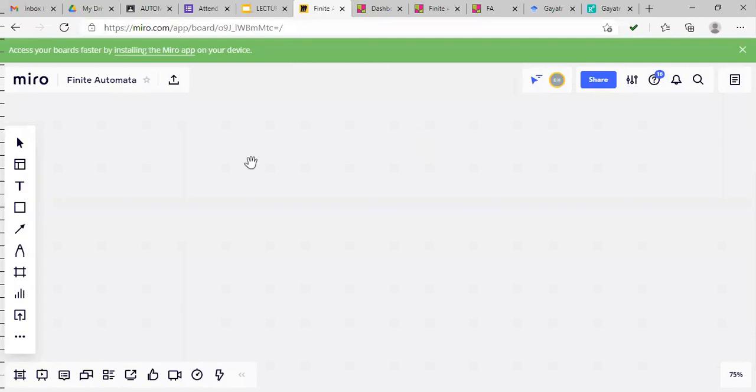As we have seen, the input for a decimal number is 0 to 9, right? And the input for a binary number is 0 and 1. Similarly, what may be the input for a ternary number? Anyone? What may be the input for a ternary number?